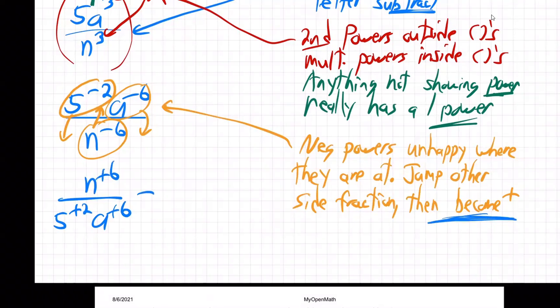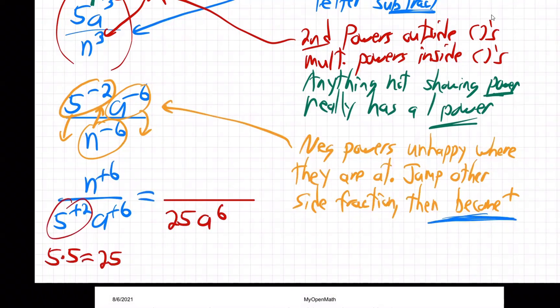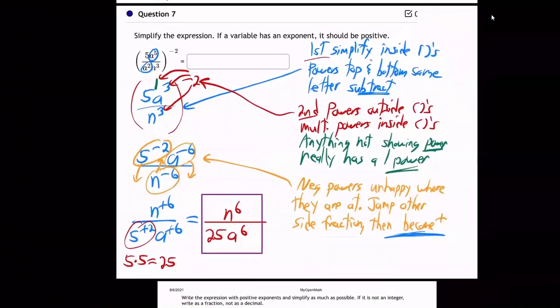And then final step, we're just going to take this 5 squared. That means 5 times 5, right? Which is 25. So final step, work out the number. That's going to be 25, a to the 6th, n to the 6th on the top. And we have arrived at an answer. There it is. So let's recap what we do.